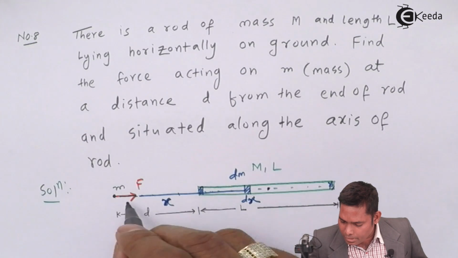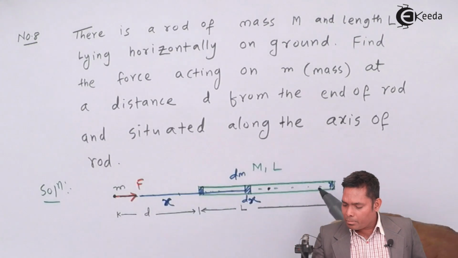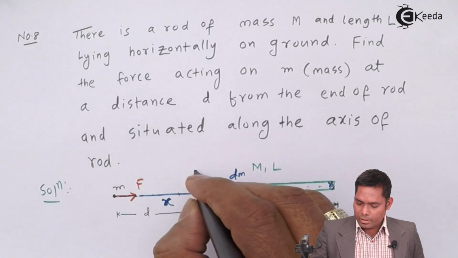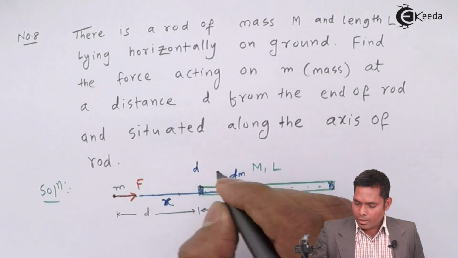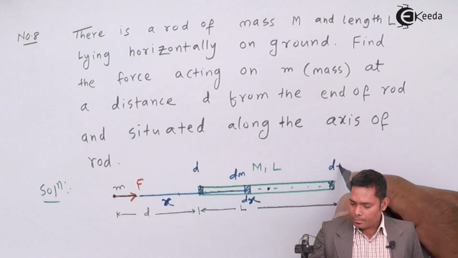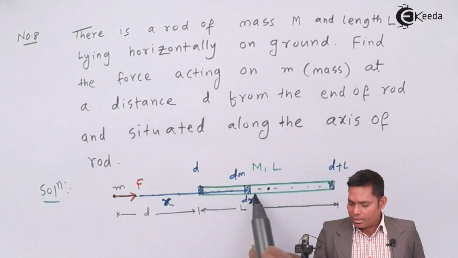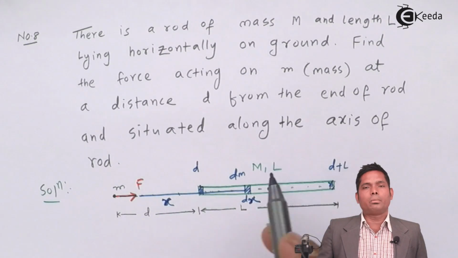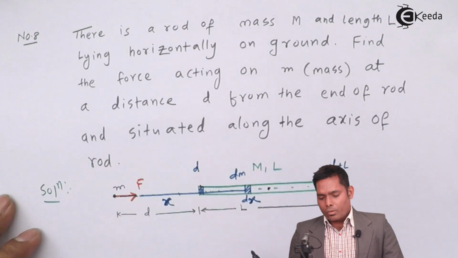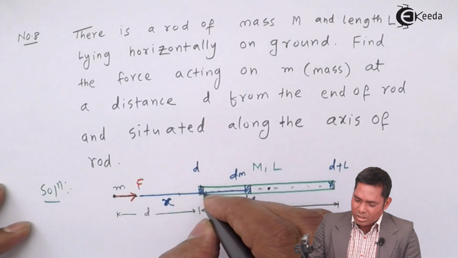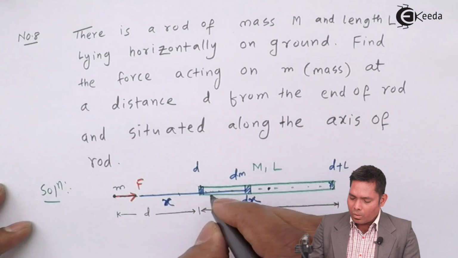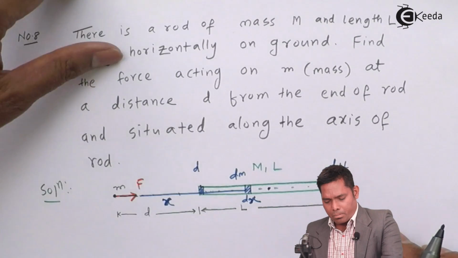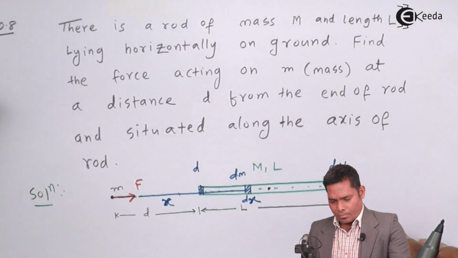So my lower limit will be the d value and the higher limit will be d plus L, because this is a position whose coordinate is d, and here the coordinate is d plus L. So this mass is varying along this length, from d to d plus L. I'll consider the force due to each and every small particle of this rod and then add up. Obviously they are all directed towards the right, so therefore we have to go for integration.